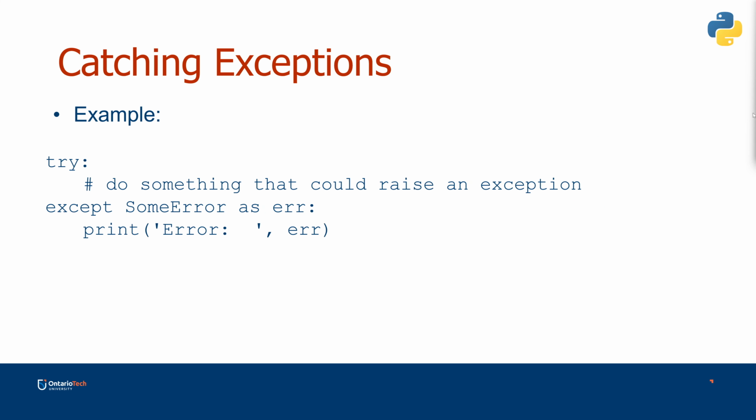The first thing let's talk about is how to catch or handle an exception. We're going to use a try except block. In a lot of programming languages, it's called try catch. We try to do something, and then we catch any errors that may occur. But in Python, it's called try except. And that's actually pretty good.